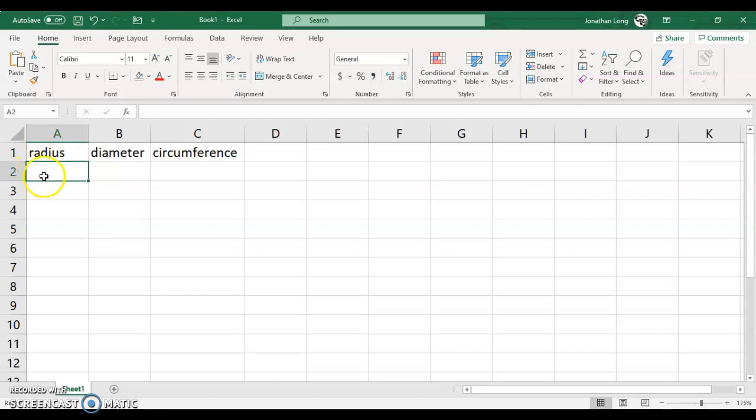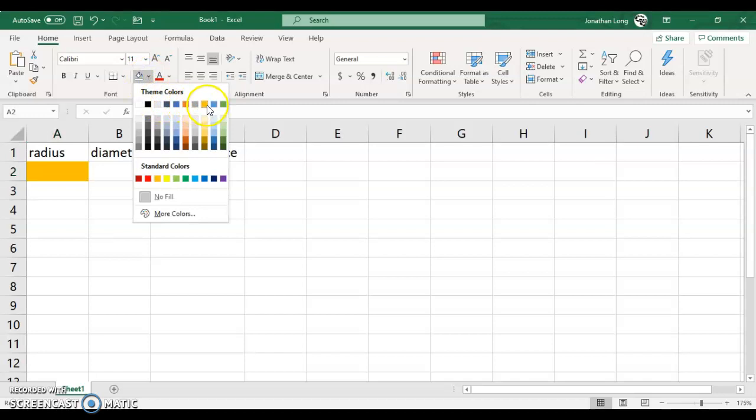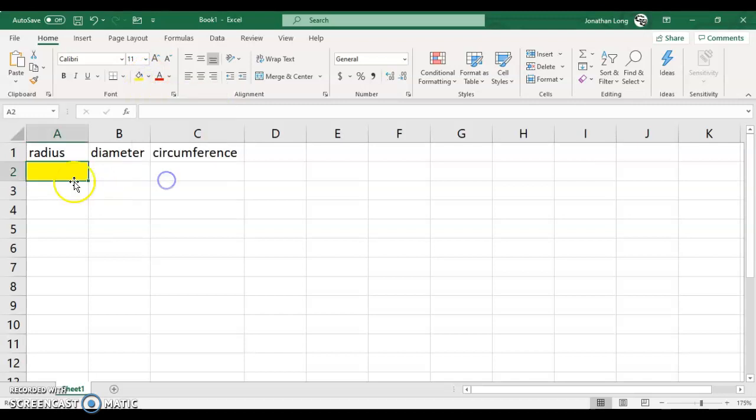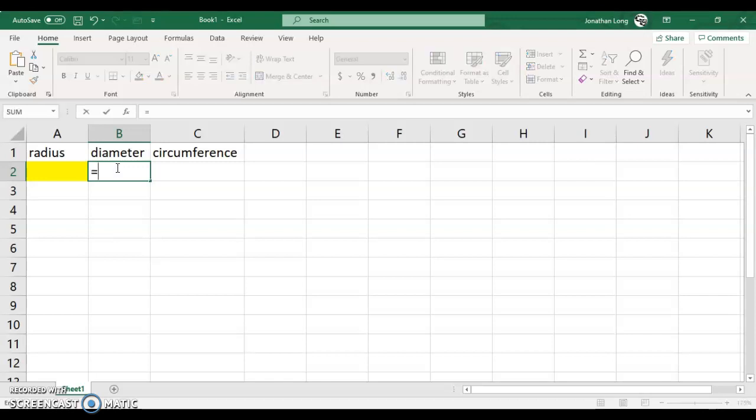Go to A2. This box I'm going to mark as yellow, okay? And what that means is this is the number I'm changing. So I can put any radius I want and everything else will calculate. So let's figure out a diameter based off a radius. Well, if you remember, diameter is double the radius. So equals A2 times 2, which is shift 8, 2. Basically, I'm doubling that number.